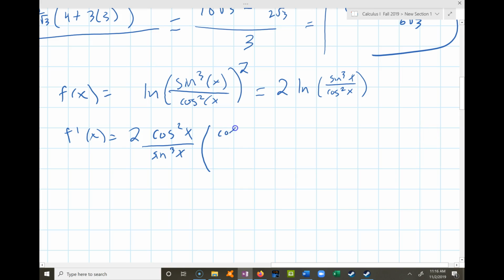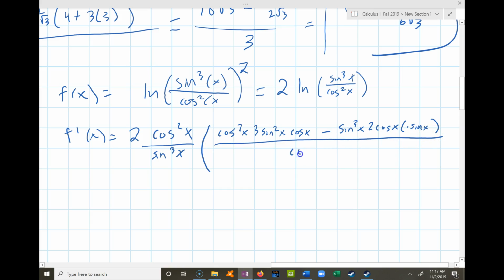So that's going to be low d high, which would be 3 sine squared x cosine x, minus high, sine cubed x, times the derivative of low, which would be 2 cosine x times negative sine x. All that's going to be over cosine to the 4th.